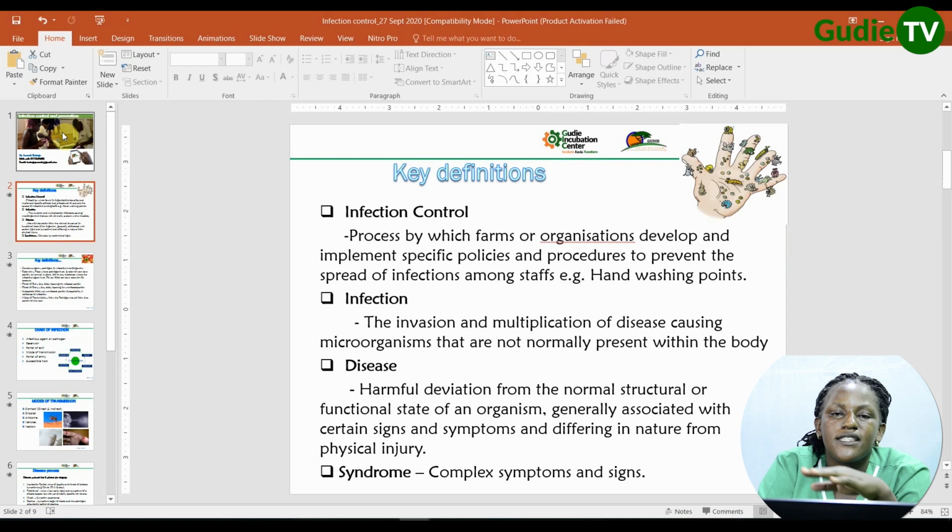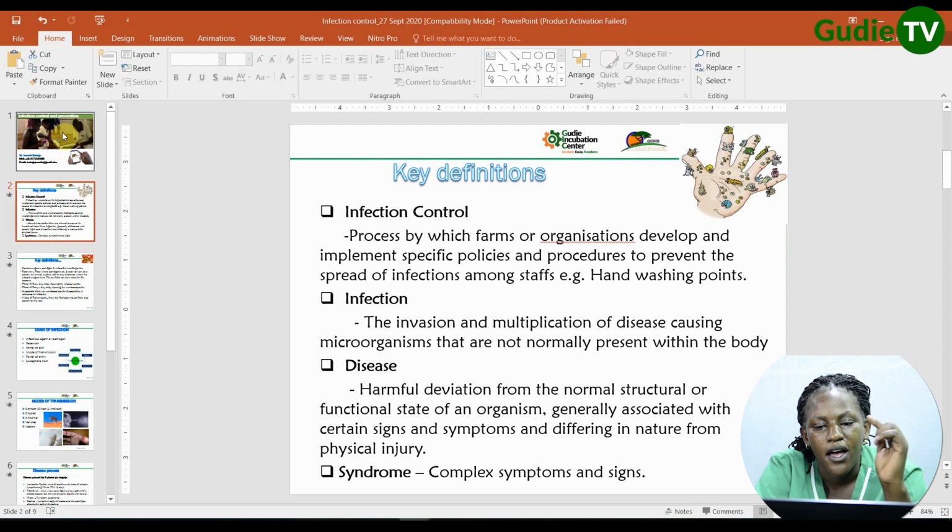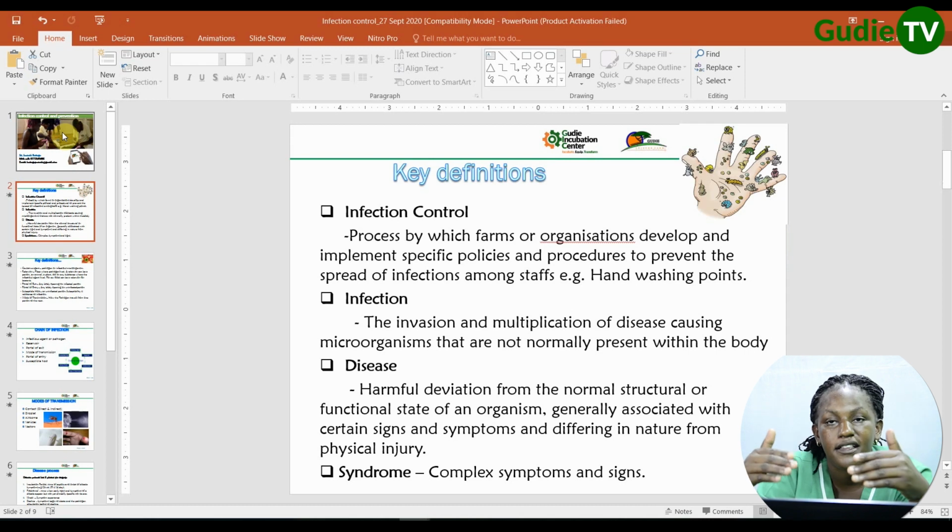And now let's see infection control. Infection control means the policies and procedures we take to prevent the spread of infections. The word policy simply means the guiding principles, and the procedures are the steps.